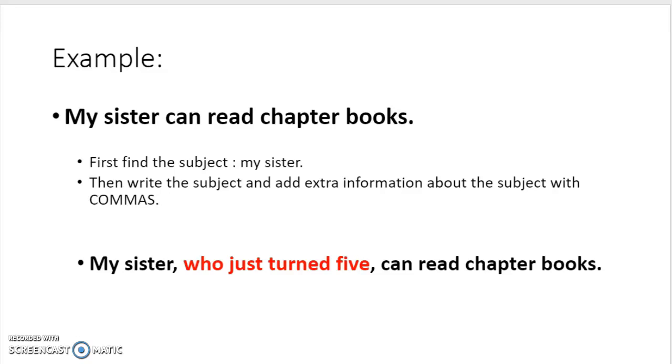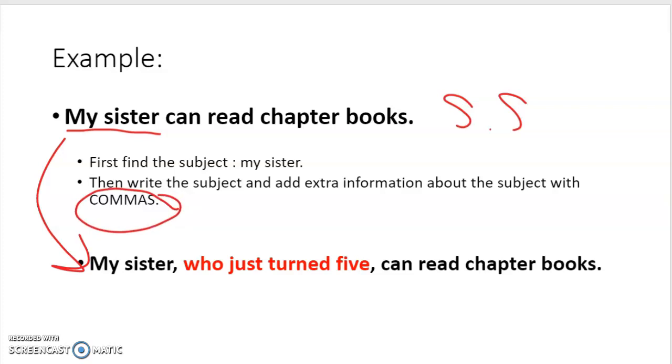My sister can read chapter books. This is just a regular simple sentence. Simple sentence, right? So what you need to do first, the way to do this is to find your subject. Your subject is your sister, who or what the sentence is about. Then write down that subject. My sister. Read the directions, see if you're adding commas, dashes, or parentheses. In this case, we're adding commas.